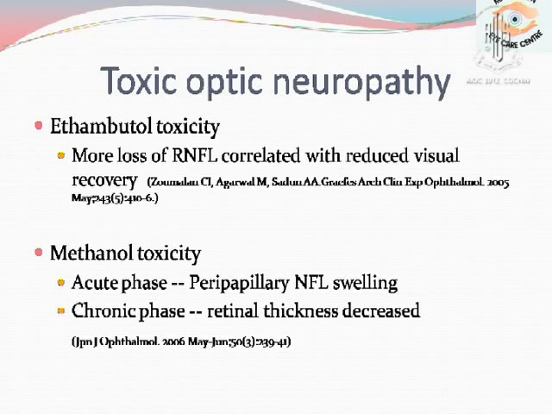Now, what does it show in toxic optic neuropathy? In cases of ethambutol toxicity, there have been reports which show that more nerve fiber layer loss is associated with reduced visual recovery following the toxicity. So this clearly shows that the insult to the optic nerve can show up as a decreased nerve fiber layer thickness. In cases of methanol toxicity, there are two phases. The acute phase shows increase in the peripapillary nerve fiber layer swelling, followed by a chronic phase where there is loss of nerve fiber layer.